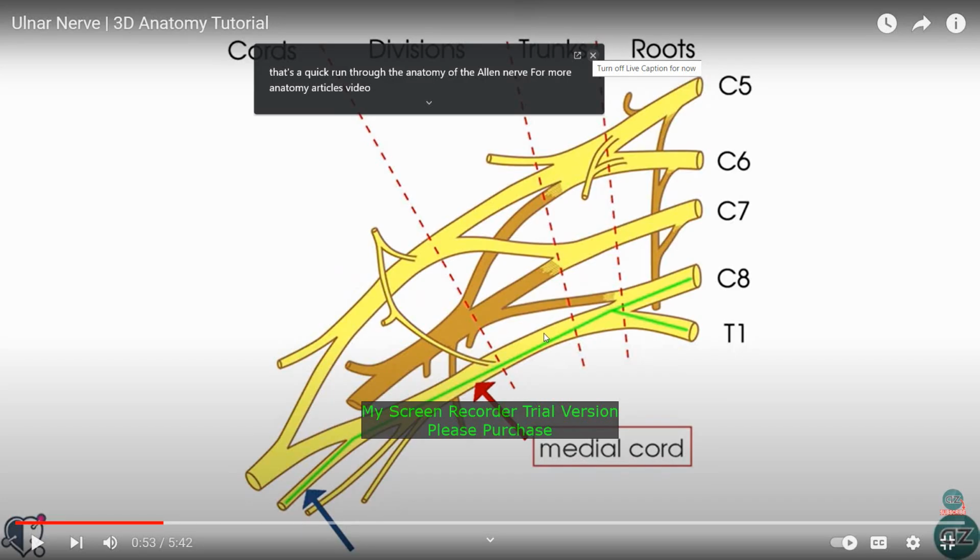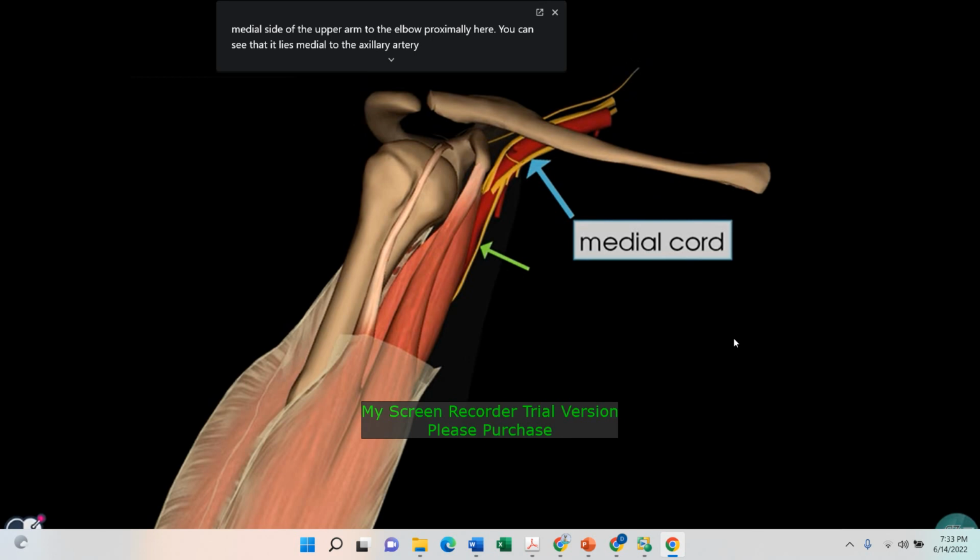So the ulnar nerve is a peripheral nerve that arises from the brachial plexus, and it's a continuation of the medial cord. It consists of C8 and T1 nerve roots. It lies medial to the axillary artery, between the axillary vein and the axillary artery in a deeper plane in the axillary region, and then it continues into the arm, where it lies medial to the brachial artery.